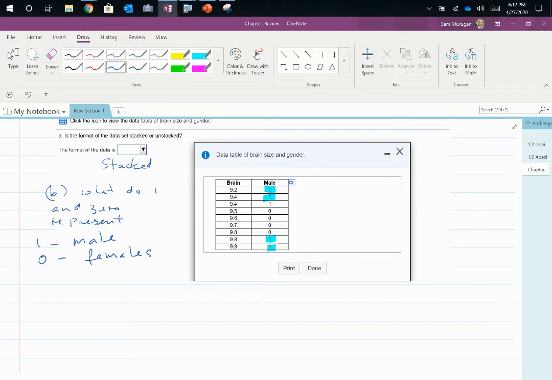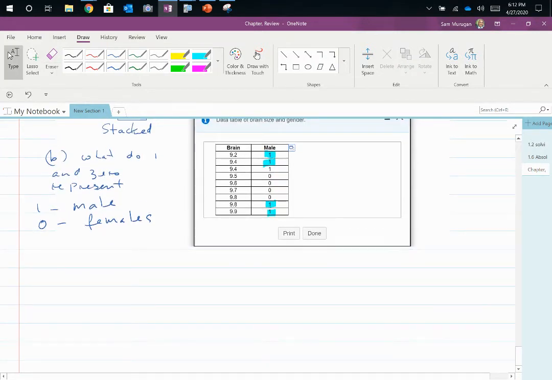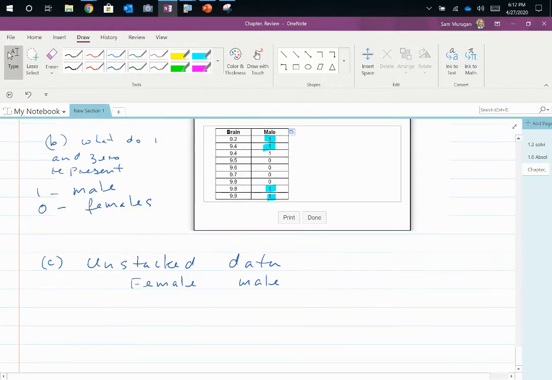Okay, now continuing this question, if we wanted to unstack this data into 2 columns, part C, unstacked data, we would create a column for female and male, and we would list all of the female data in one column. So 0 has 9.5, 9.6, 9.7, and 9.8.